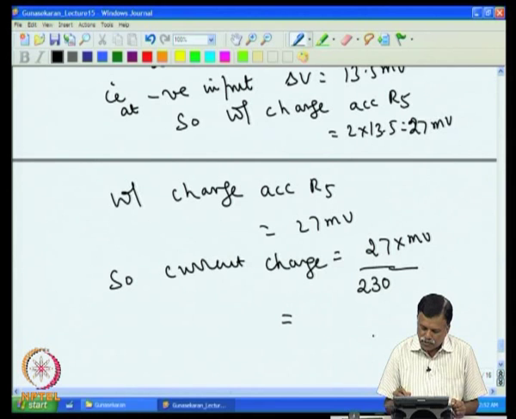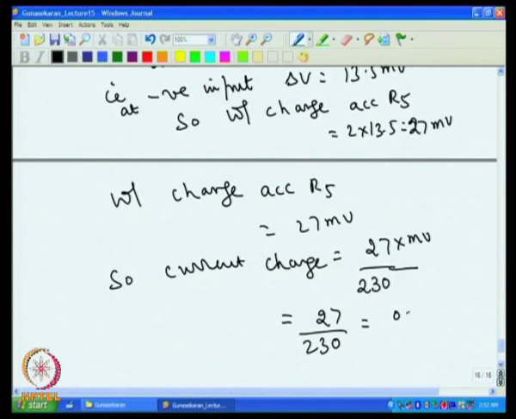That actually, if you calculate, if I take 27 by 230, I think it goes by 3, roughly it comes to about 0.08 milliamps. So, we have 0.08 milliampere change in the 20 milliampere current due to the drift of the Zener.